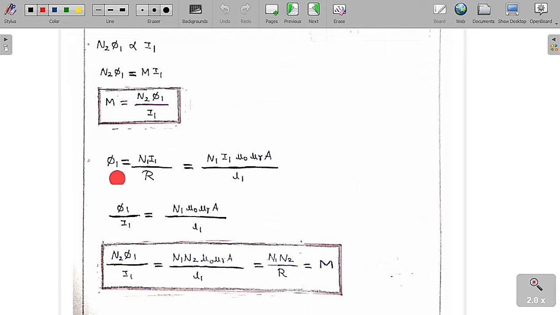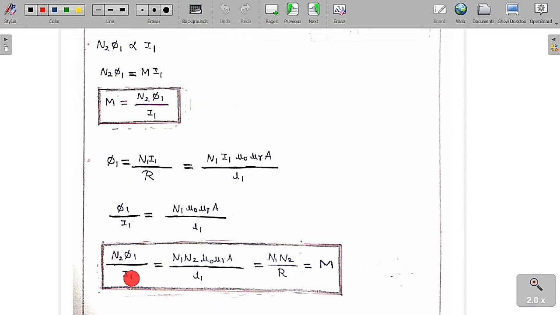As I already told you, phi1 is equal to N1 I1 by R. Now R1 is equal to L1 by mu A, so phi1 is N1 I1 mu naught mu R A by L1. So what is the value of phi1 by I1? Phi1 by I1 is nothing but N1 by R, and N1 by R is nothing but L1 by mu naught mu R A. So you can substitute in this formula.